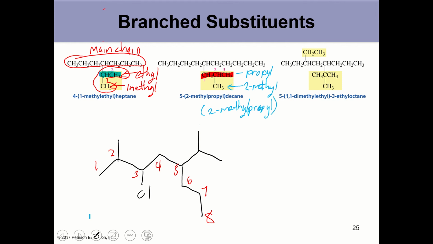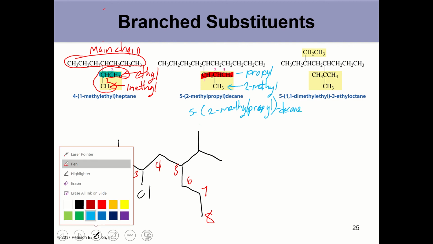And then we would name the rest of the molecule. We have a number indicating where that branch is located on the main chain, which is carbon 5. And the main chain is 10 carbons, so it is a decane.